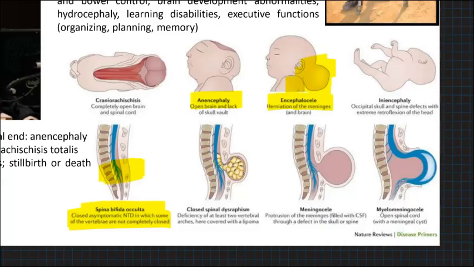The vertebrae fails to properly form, and the part of the spinal cord is not protected. Okay? Spina bifida occulta, the term occulta means hidden, so it is asymptomatic. However, if the person gets hit or has some kind of a mechanical impact, it may lead to spinal shock.